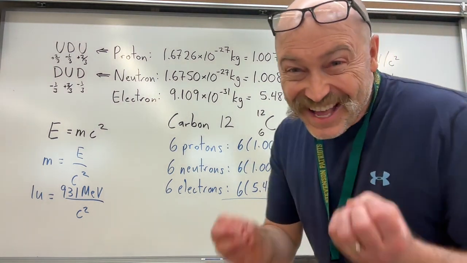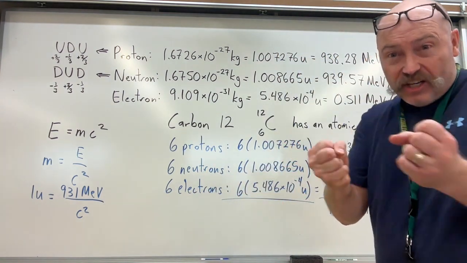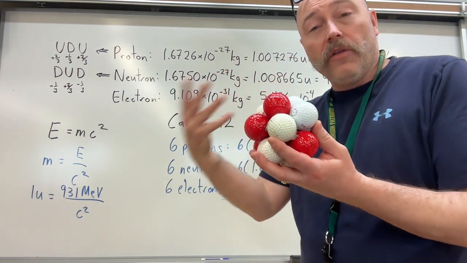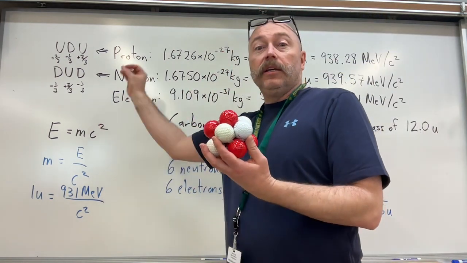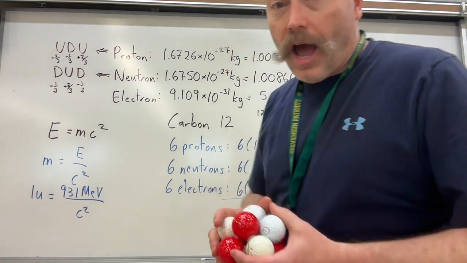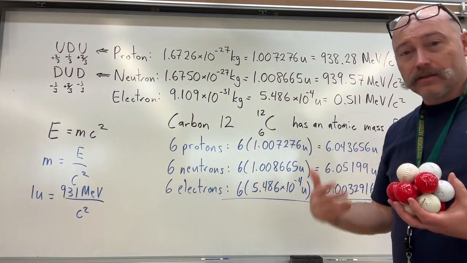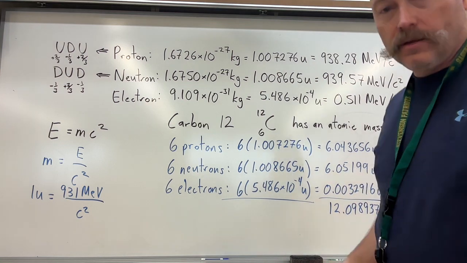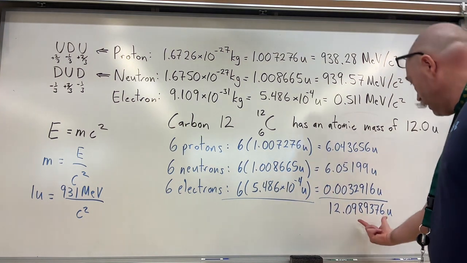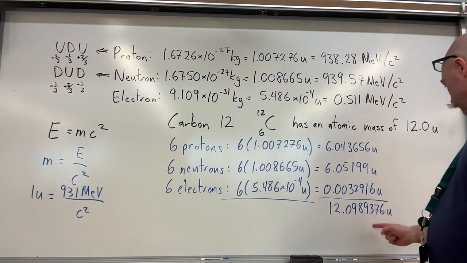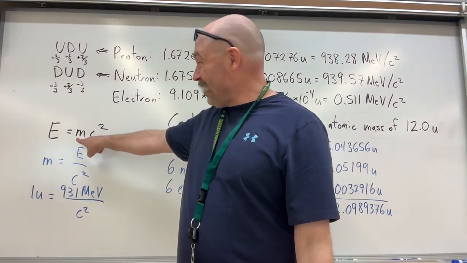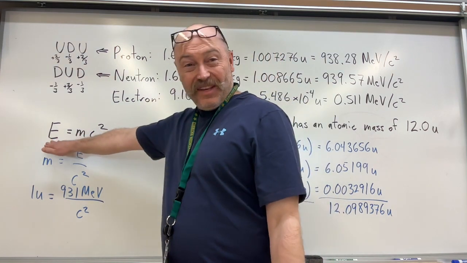Well, guess what happened? That mass got turned into energy that's holding my nucleus together. Okay, and that's where all that energy went. All that mass went into that energy. And if you want to figure out exactly how much energy that is, well, if I take this number right here, this 0.0989376, and plug that in and multiply by c squared, I would get my energy.